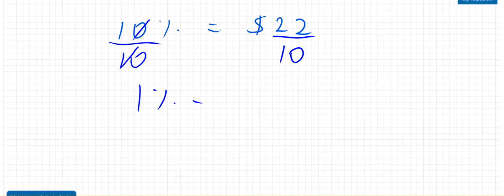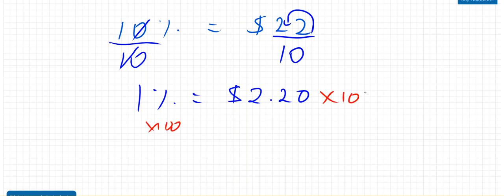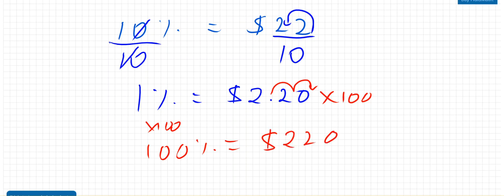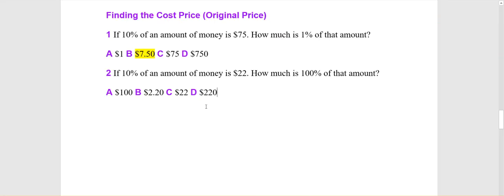So I've got 1% is equal to, now once again, 22 divided by 10, decimal point moves one spot. So we got $2.20. Okay, that's what 1% is worth. Now, we want to work out what's 100%. Easy. Turn that 1 into 100%. We've got to times it by 100. What you do to one side, you must do to the other. So 100% is equal to, move the decimal 2 places because we're timesing by 100. So we end up with $220. And let's see if we had an answer as that option. There it is. You should have had D, $220.